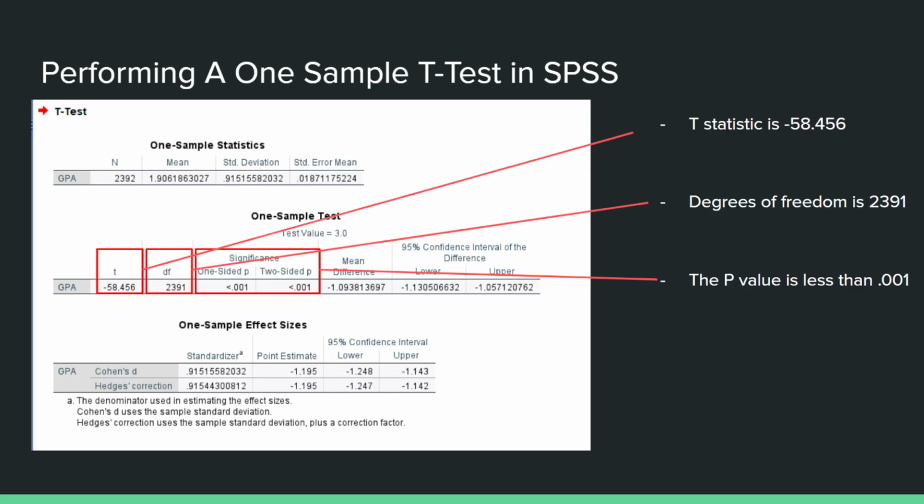So for this one, as we have that the p-value is less than 0.001, meaning that it is less than 0.05, the significance level that we pick and what is generally used in statistics, we can reject the null hypothesis and state that there is a significant difference between the GPA of the students in the data set and the accepted GPA mean.